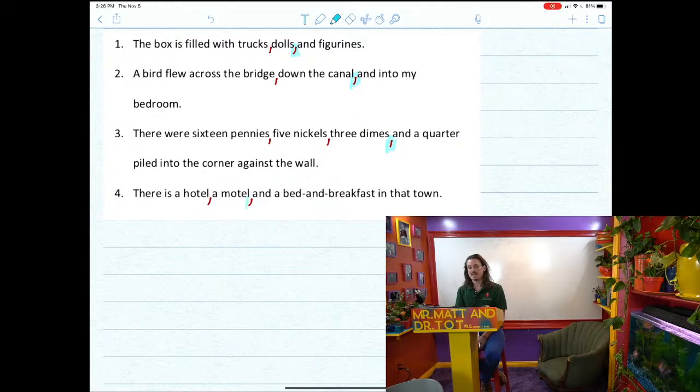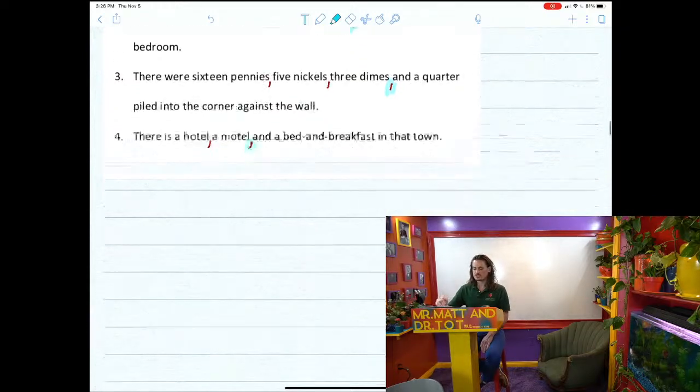Recognize that bed and breakfast is a compound noun. It has more than one word in its name, but it's not plural. It's not like there's a bed and then a breakfast. It's one physical establishment. It just has more than one word in its name. It's one of those rare nouns.